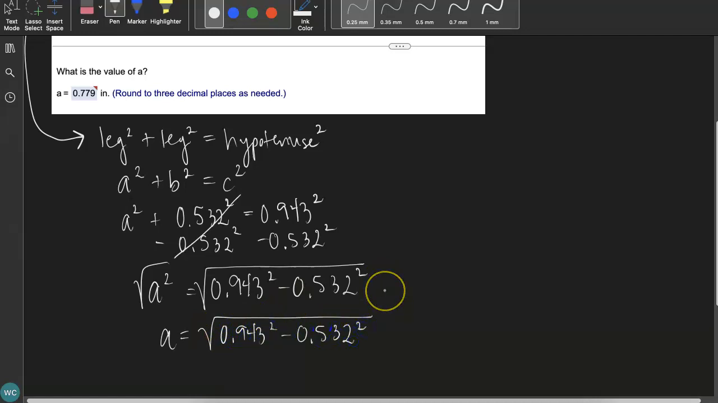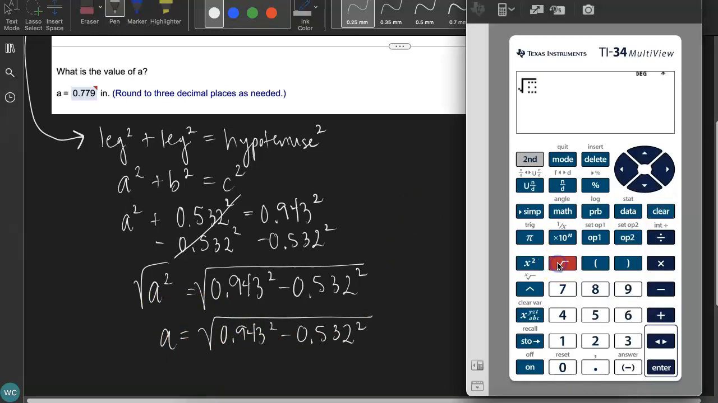And what I'm getting ready to do is type exactly this expression into my calculator so I have the value of A. So we'll start with the square root symbol, the 0.943 squared minus 0.532 squared. And then when we compute, we have exactly what A equals, which is 0.779 when we round to 3 decimal places.